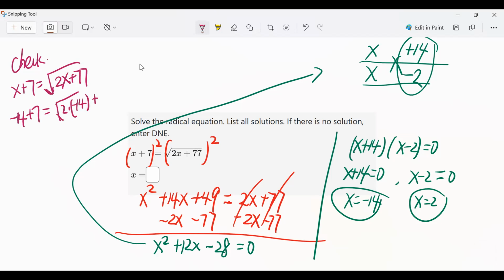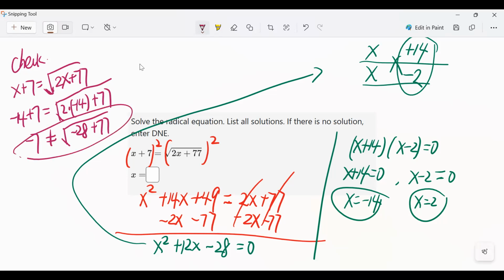Minus 14 and 77. This is not okay, right? And the 7 is definitely not equal to this. Although it's minus 28 and that's 49, so the square root of 49 is 7, but it's not happening. So that means this answer is not good. So you're going to eliminate this answer here.